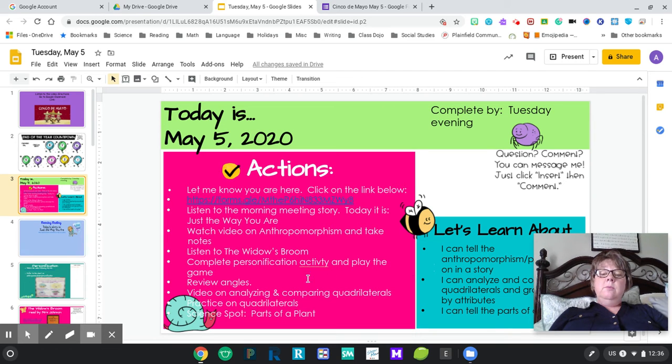So then you're going to review angles for math. We talked about angles yesterday. You're going to watch a video on analyzing and comparing quadrilaterals. You're going to do a practice activity on quadrilaterals. And science spot today, you are going to learn the parts of a plant, okay? So by the end of the day, you should be able to tell the personification in a story, or what personification is, to analyze and compare quadrilaterals, and group them according to their attributes. And then tell me the parts of a plant.